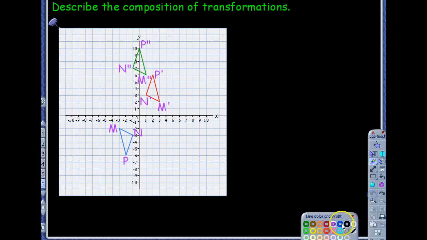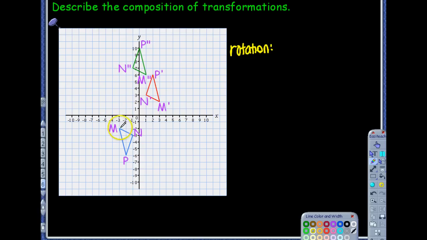Let me get a different color. And while she's writing that, when you're describing each type of transformation, in this rotation, we need to make sure we know how many degrees we're rotating, what direction, clockwise or counterclockwise, and then what point we are rotating it about. Exactly. Okay, so let's start with that.